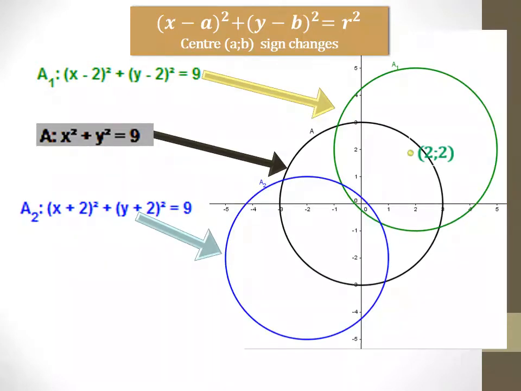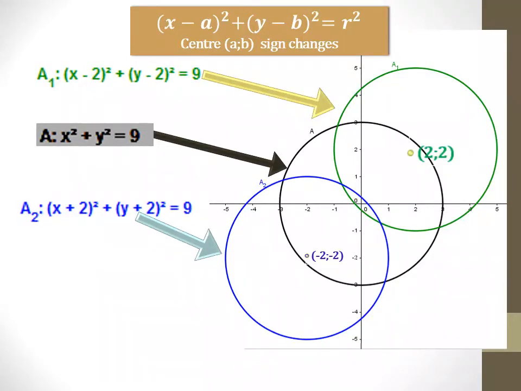So here is the second. And the center is minus 2, minus 2. If you look at the center and compare it with the equation, we have x plus 2 all squared, y plus 2 all squared. So it's positive next to x and positive next to y. But when we write the center, we have negative 2, negative 2.